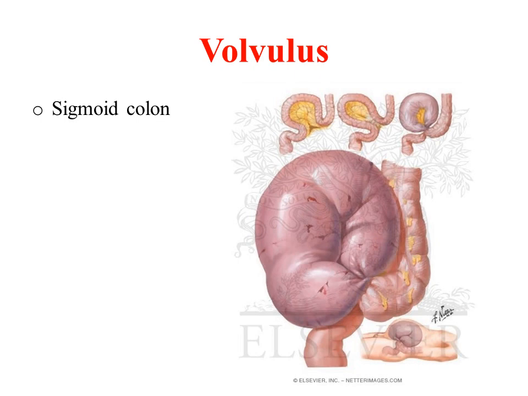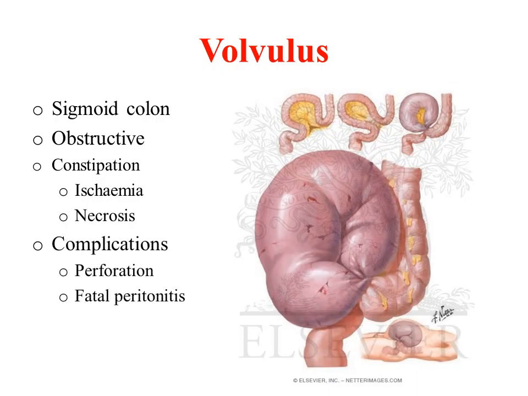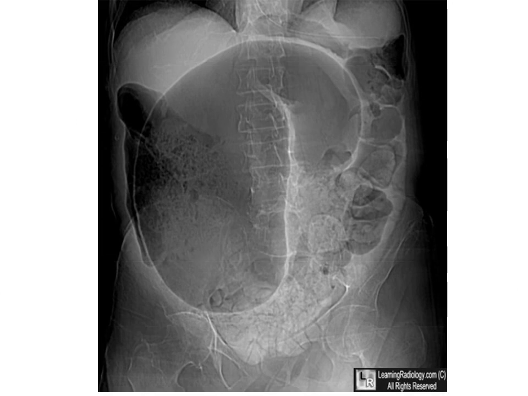This is sigmoid volvulus. You can see it very clearly on the barium enema or in the abdominal X-ray. It looks like a segment shape or coffee bean sign. The signs could be obstructive symptoms like constipation, then ischemia and necrosis, and the complication, if not treated, could lead to perforation or fatal peritonitis. Here it is very clear, the coffee bean sign in the X-ray.